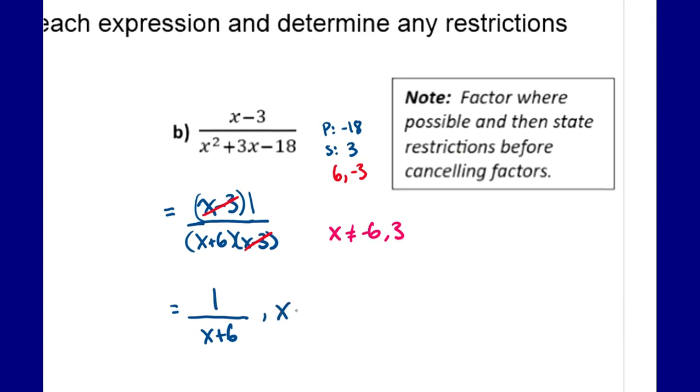And then my restrictions now are x cannot equal negative 6 and 3. Again, looking at the simplified form, we only see that x can't equal negative 6. However, we know that this is just the simplified form. In our actual expanded form, so to speak, or the unsimplified form, x can also not equal 3.